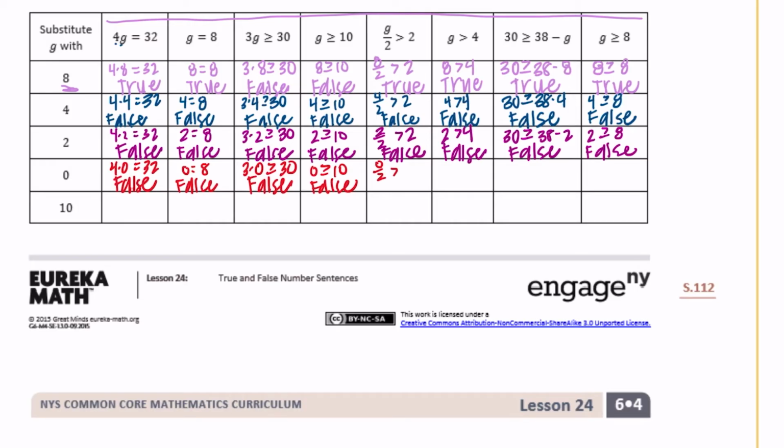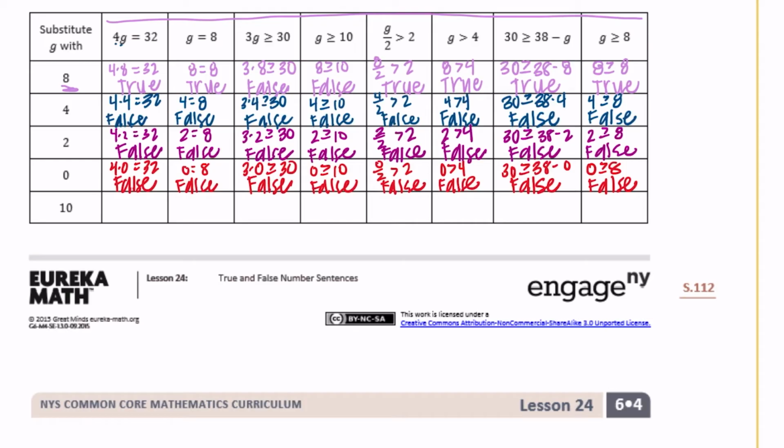0 over 2 is greater than 2. Well, 0 over 2 would just be 0, and 0 is not greater than 2. 0 is greater than 4. That is false. 30 is greater than or equal to 38 minus 0. So 38 minus 0 is 38. Is 30 greater than or equal to 38? No. And the last one, 0 is greater than or equal to 8. That is false.